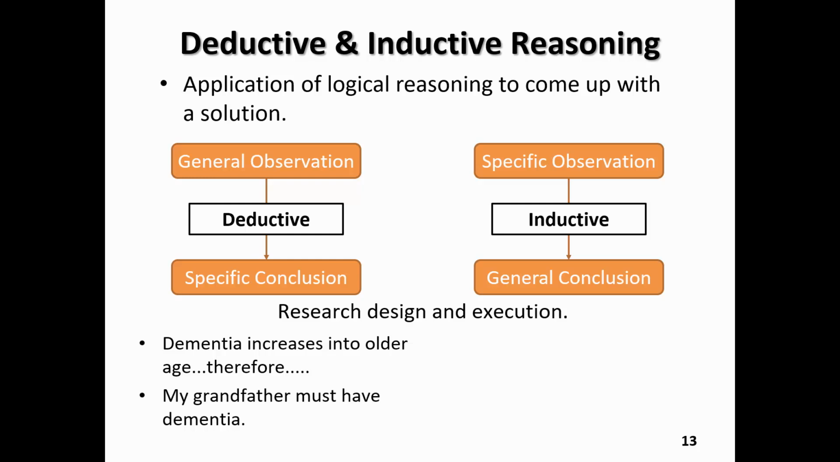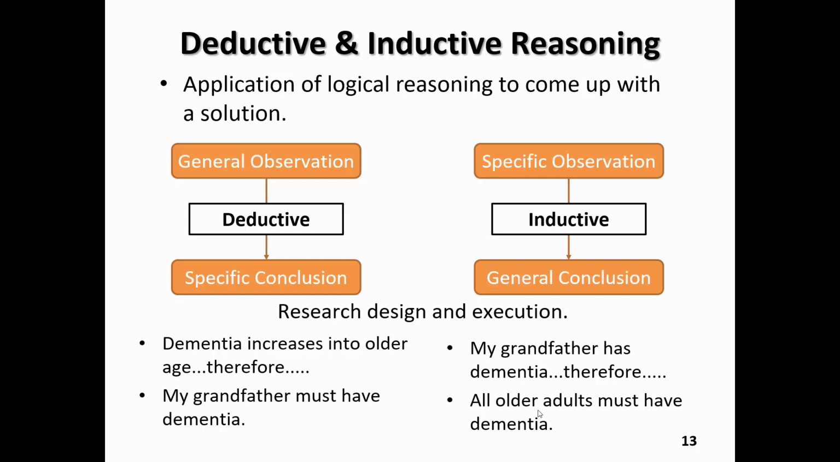On the right-hand side, we're going to demonstrate inductive reasoning, and as opposed to deductive reasoning, which started with a general observation, inductive reasoning starts with a very specific observation, and based on the specific observation, we then use inductive reasoning to arrive at a general conclusion. And so to use the same example here, if I make a very specific observation that my grandfather has dementia, I might therefore conclude that all older adults must have dementia.